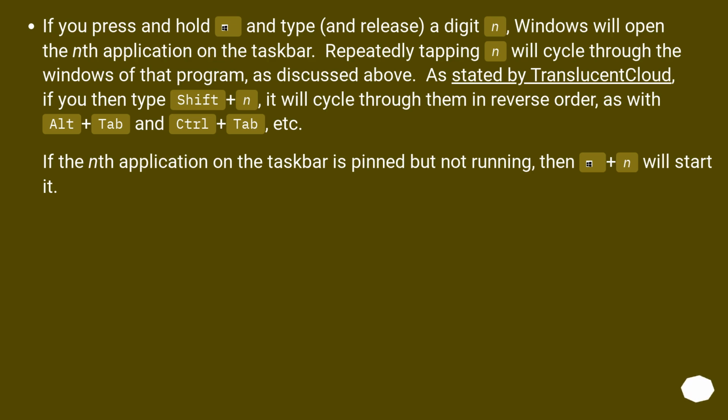Some odd notes. If you press and hold Win and type and release digit N, Windows will open the Nth application on the taskbar. Repeatedly tapping N will cycle through the windows of that program, as discussed above. As stated by Translucent Cloud, if you then type Shift+N, it will cycle through them in reverse order, as with Alt+Tab and Control+Tab, etc.